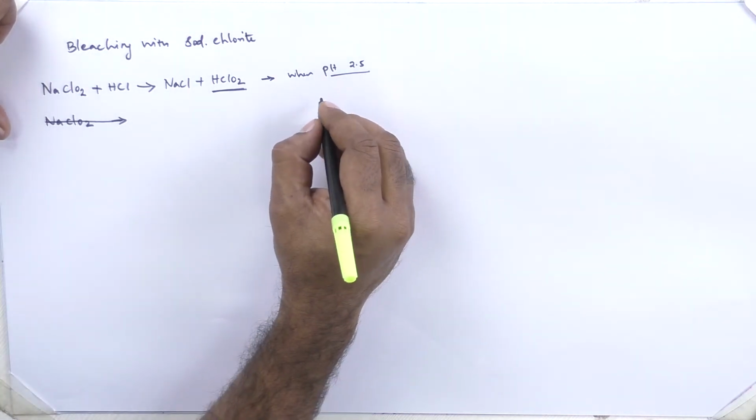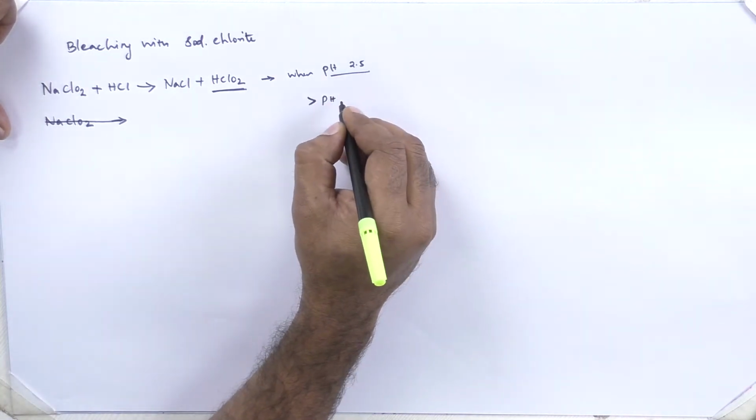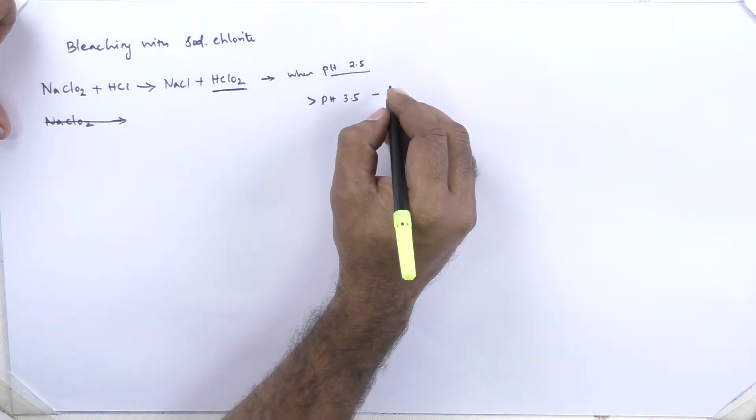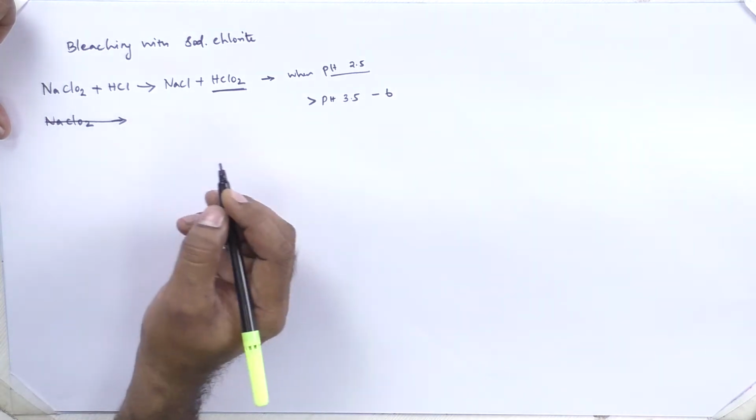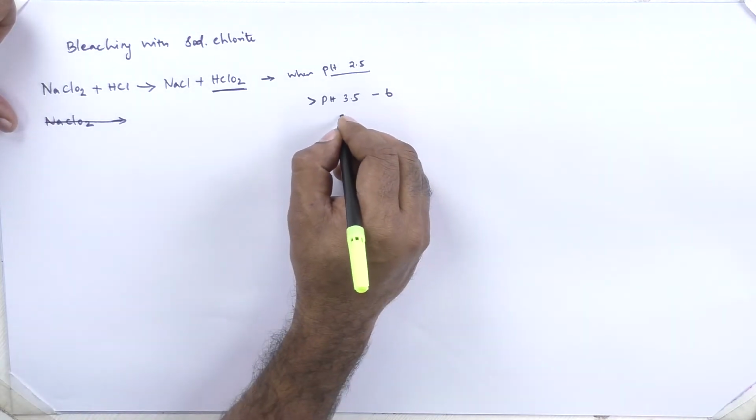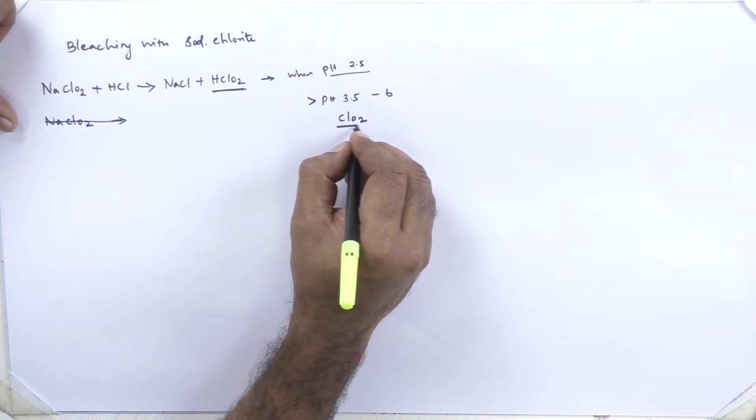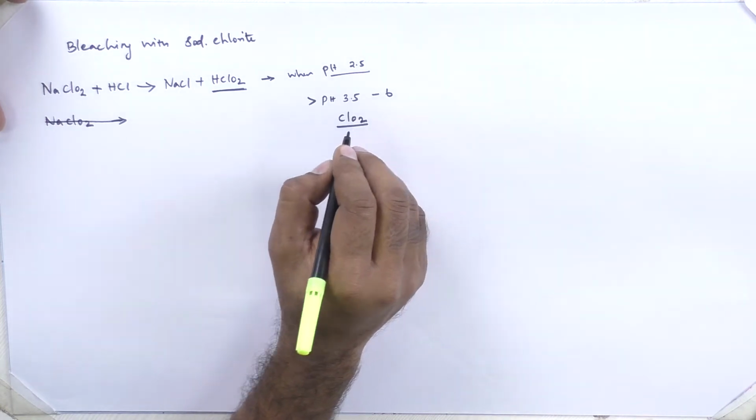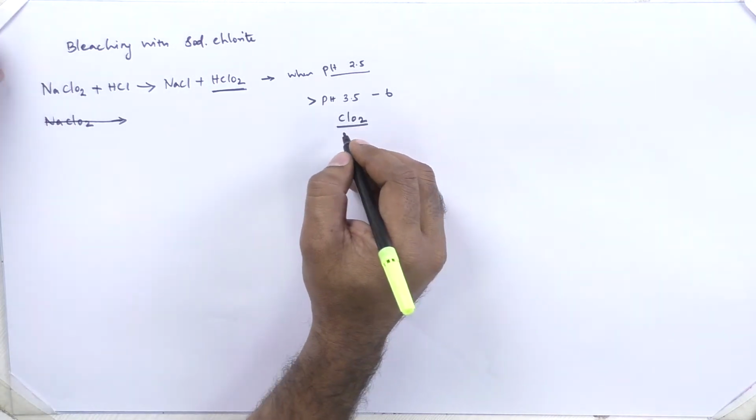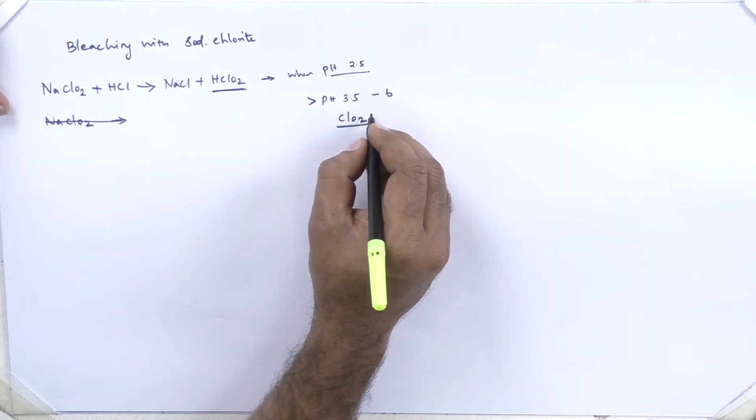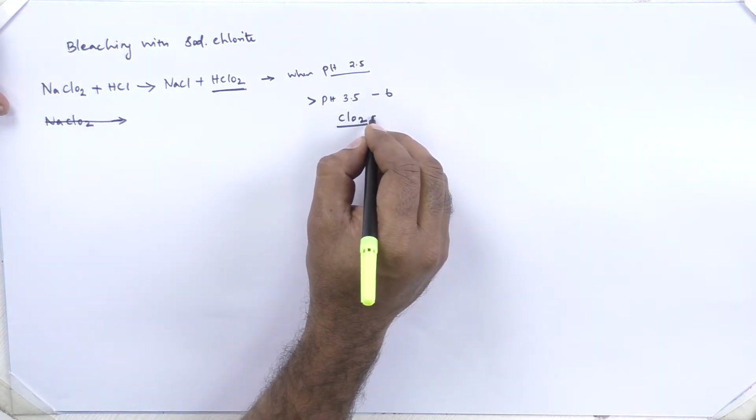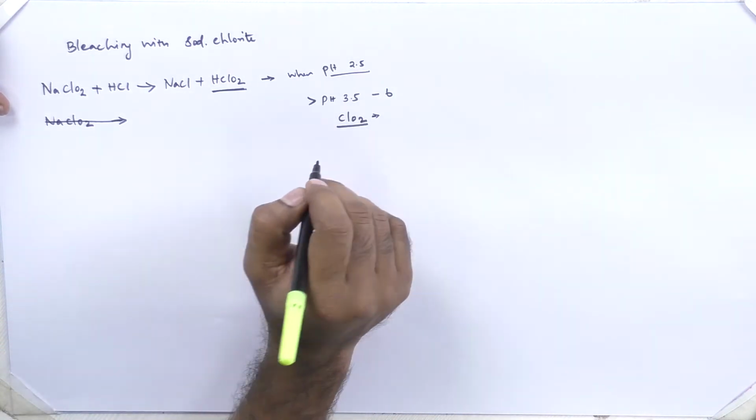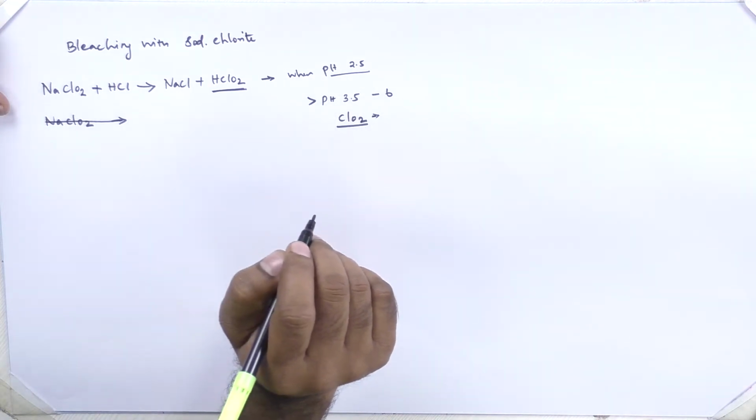Whereas above pH 2.5, in the range of 3.5 to 6, it starts producing chlorine dioxide. So it will produce chlorine dioxide. So that is the powerful oxidizing agent that bleaches the organic matters present in the cotton materials, that will oxidize the natural coloring matters present in the cotton fabrics.